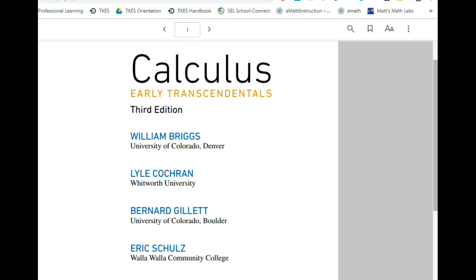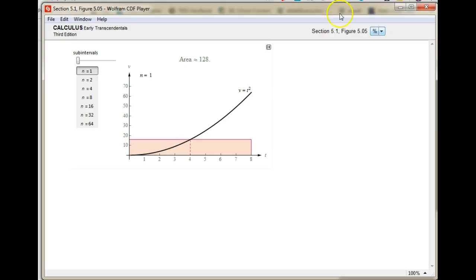And what it is a CDF file, computational data file that was created using Wolfram Mathematica and related to Wolfram Alpha. You need a CDF player, which you can download for free if you want to interact with these files directly, but I'll just show you in the video what this looks like. So this is from section 5.1 of their textbook.